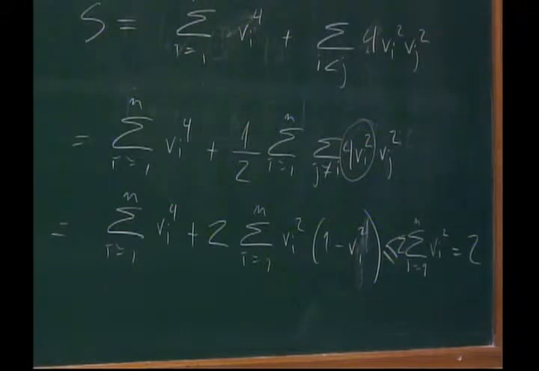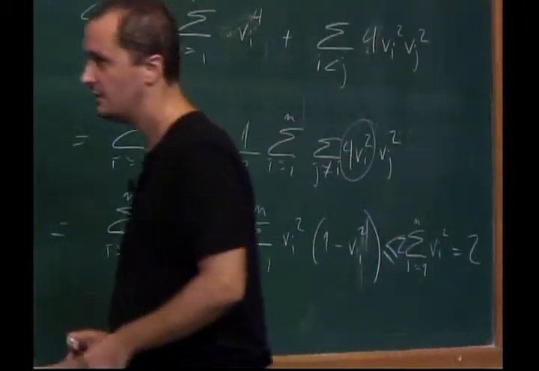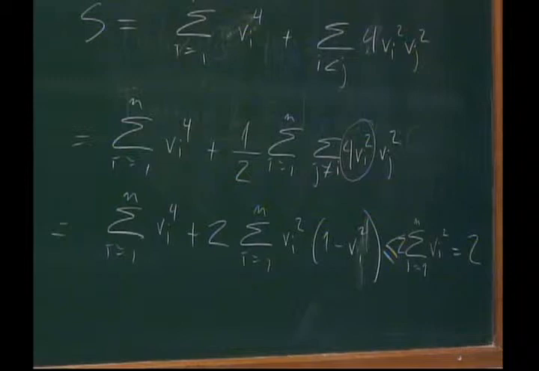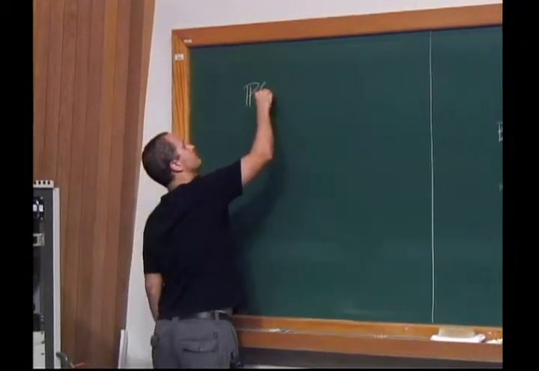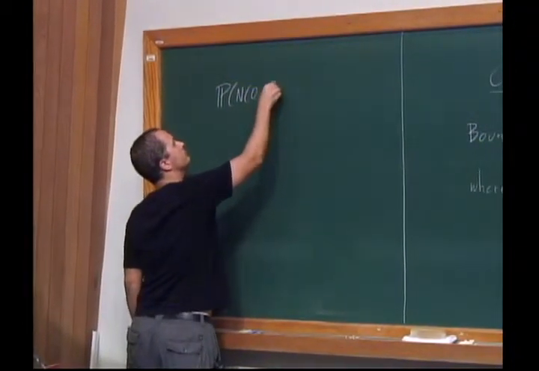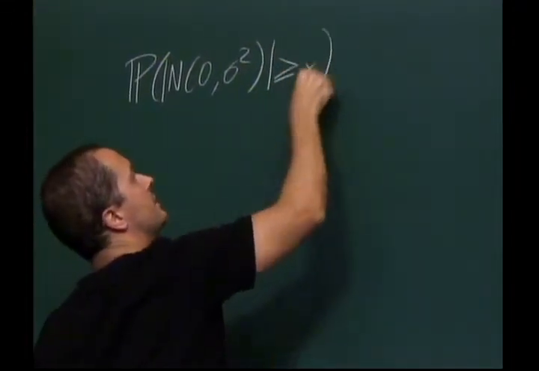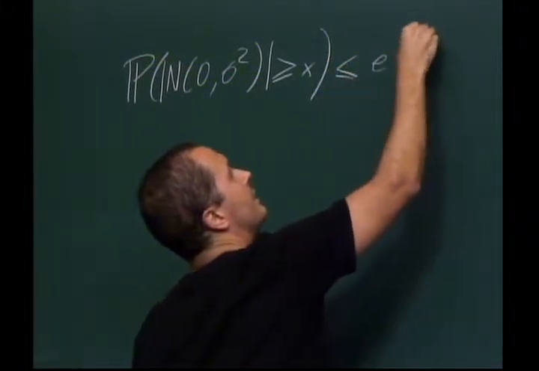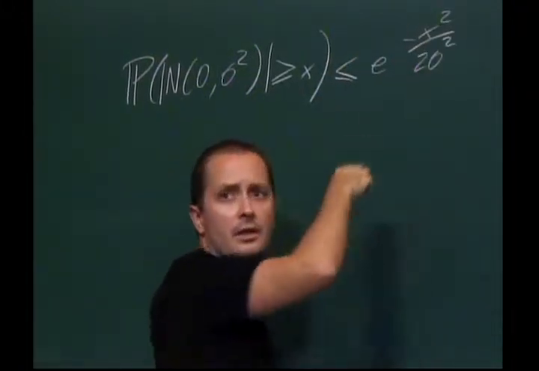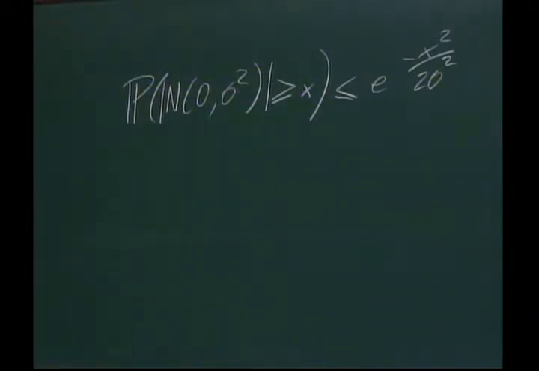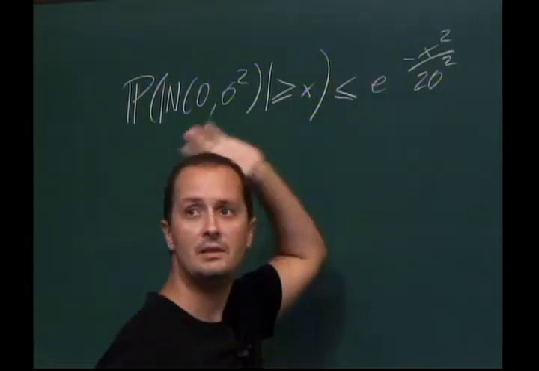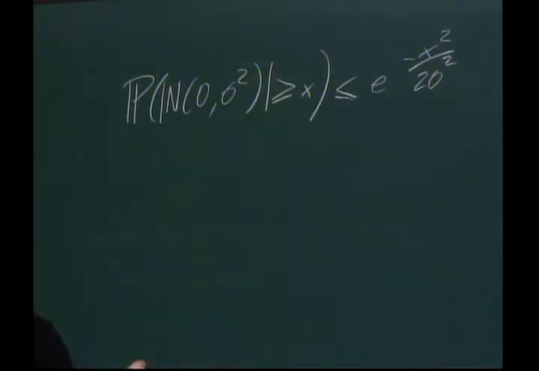So why is this important? Well, there are many things we know about Gaussians. Let me quickly argue that the probability that the absolute value of a Gaussian is larger than x is less than e to the minus x squared divided by 2 sigma squared. It's just a bound, but essentially any bound of this sort would be fine. This is a bound that's very easy to prove. Why is that?